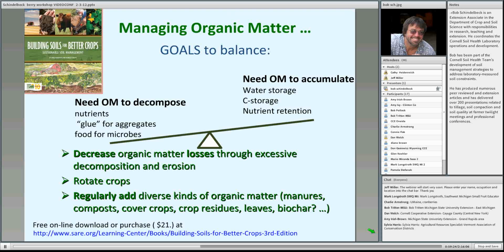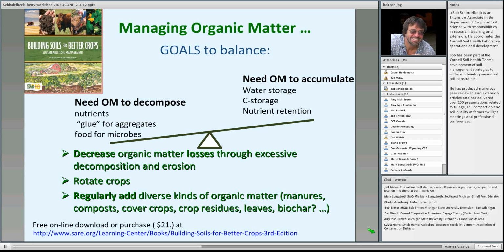Right, now I want to talk a little bit more about this managing of organic matter. Again, I put a book by Harold Van Ness and Fred Magdoff in the upper left corner, Building Soil for Better Crops. Available free online, very low cost if you want to own the book itself. And what this book talks about in great length is how to balance this idea of we want to decompose organic matter to release nutrients.